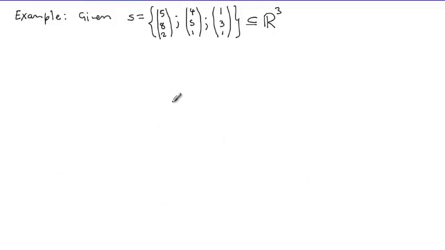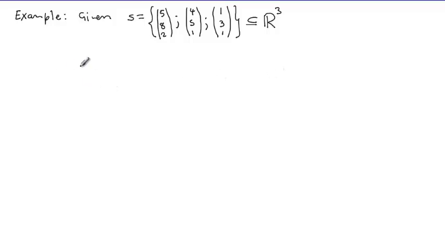Then I think we need one more example. At this point, say we're given a set of vectors S, which is (5, 8, 2), (4, 5, 1), (1, 3, 1), a subset of our vector space R3. In this case, we need to check linear dependence. Now, we need to check whether the set of vectors is linearly independent or linearly dependent.